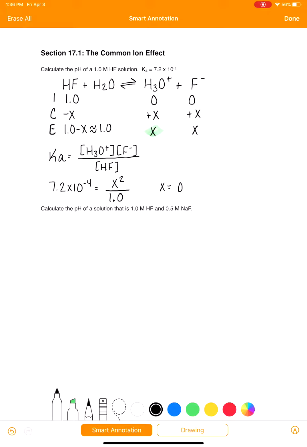X is 0.0268. That is the H3O+ concentration. So pH is the negative log of the H3O+ concentration, X, 0.0268.